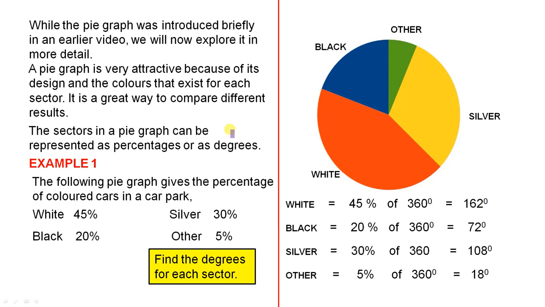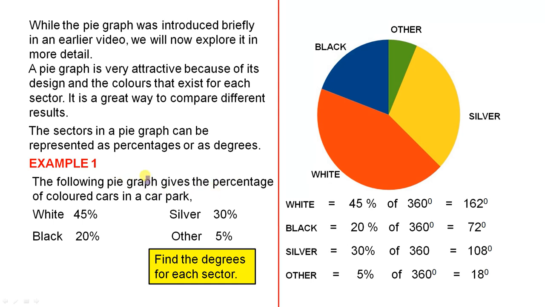The sectors in a pie graph can be represented as percentages or as degrees. By sectors we mean these parts here, these areas. See, we have 4 of them. The black one, white, it doesn't have to be that colour, silver and other. Black means black cars, so that sector represents the black cars. This sector represents the white cars, that sector represents the silver cars, and that sector represents the other colours.